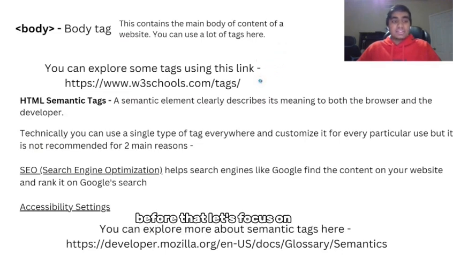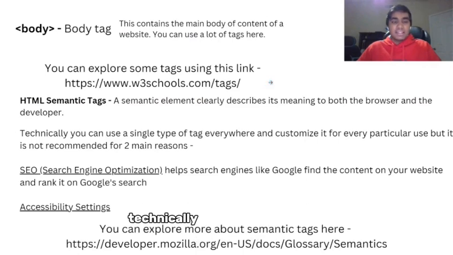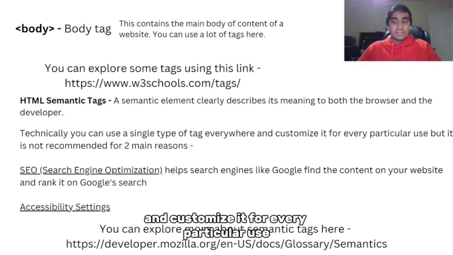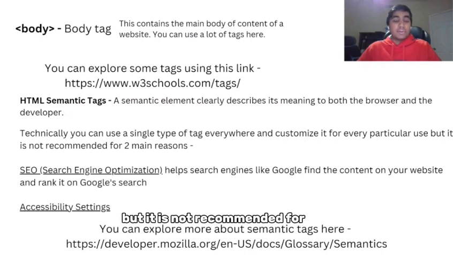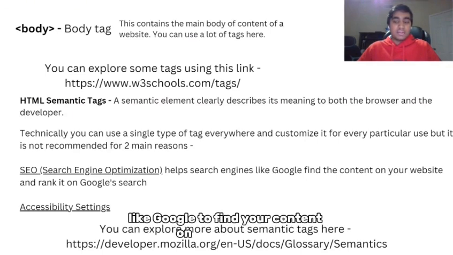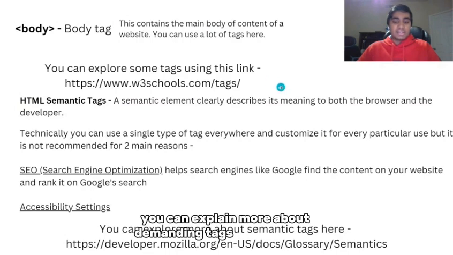Before that, let's focus on the HTML semantic tags concept. A semantic tag element clearly defines its meaning to both the browser and the developer. Technically, you can use a single type of tag everywhere and customize it for every particular use, but it is not recommended for two main reasons: SEO, search engine optimization, which helps search engines like Google to find your content and rank it on Google search, and accessibility settings. You can explore more about semantic tags on this link.